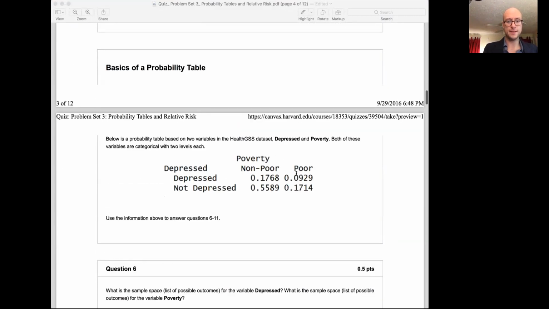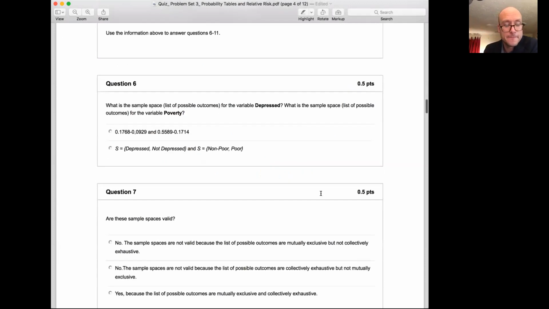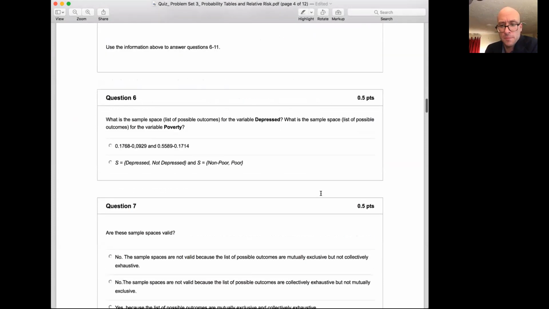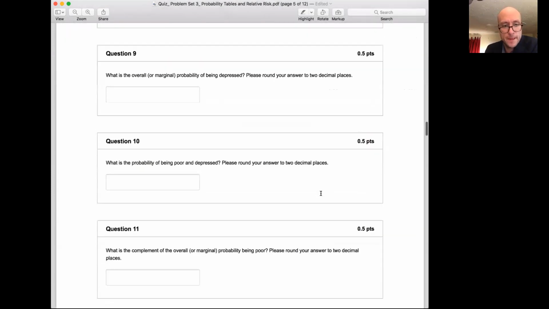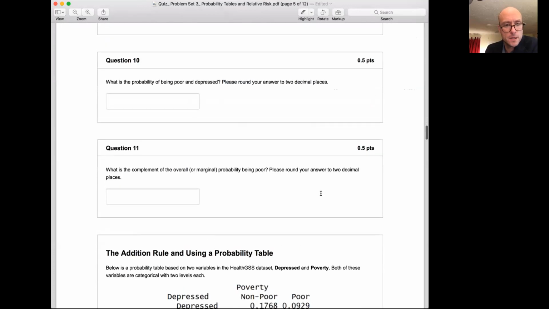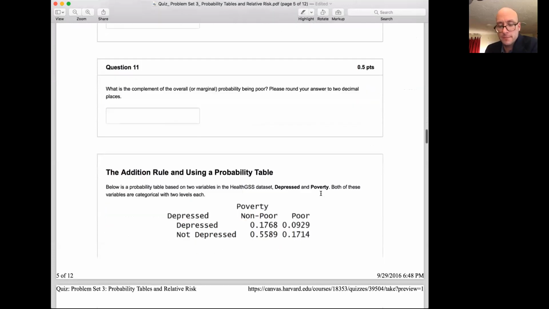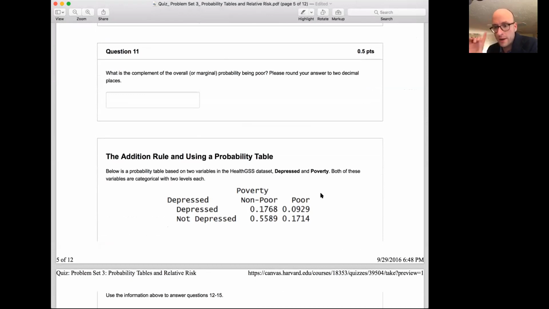Poor, remember, you add this, that's 0.26. That's the marginal probability of being poor. The complement of that is 1 minus 0.26. So that is 0.74 or so, 0.7357, something like this. But 75%, 0.74, that's what it is. Does that make sense, I hope, the idea of the complements? I would go to the sections where we have Venn diagrams that really illustrate that clearly, I think.